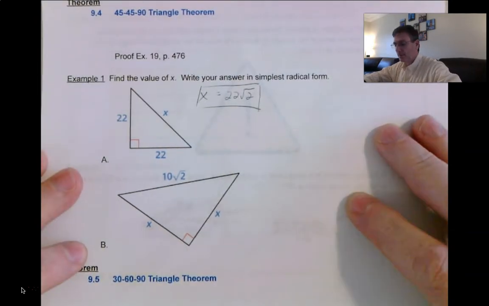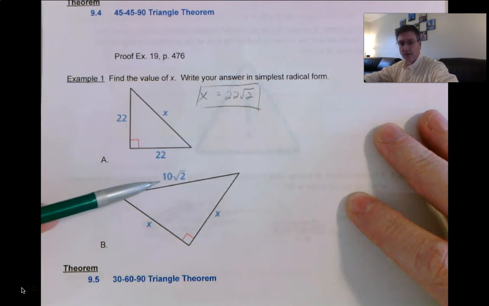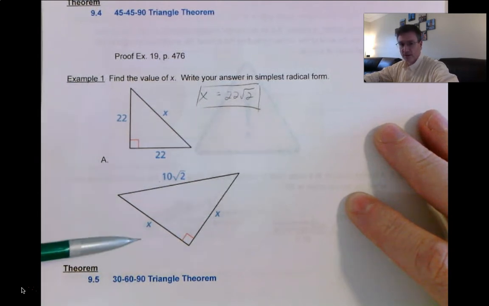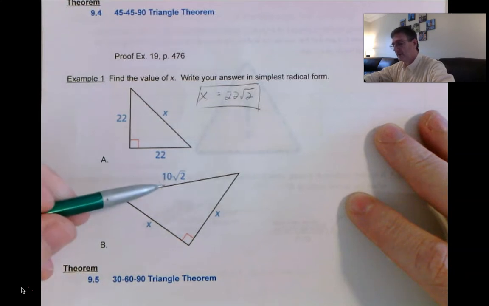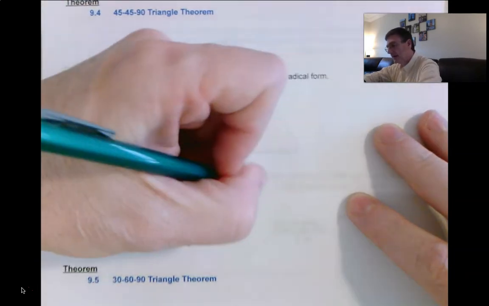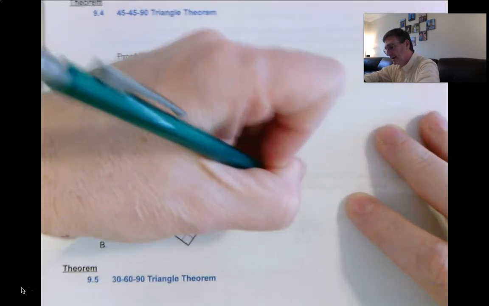is part A. Part B, we're told the hypotenuse and we're looking for the legs, which again we notice are both the same, so it must be a 45, 45, 90 again. So if the hypotenuse is 10 square root 2, then the leg has to be 10.